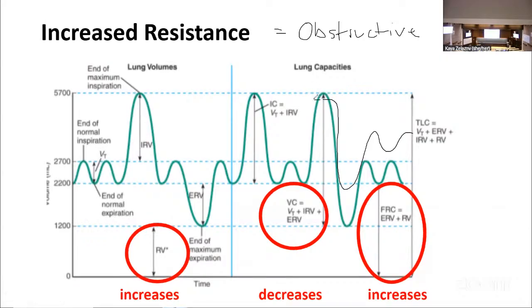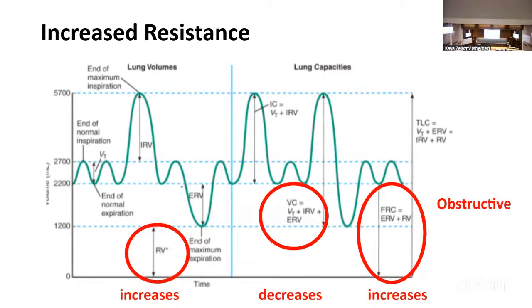You could see that the total amount of air that we're moving here is a little less than in our normal lung capacities. So that's what happens when we have obstructive diseases, making that airway too narrow.